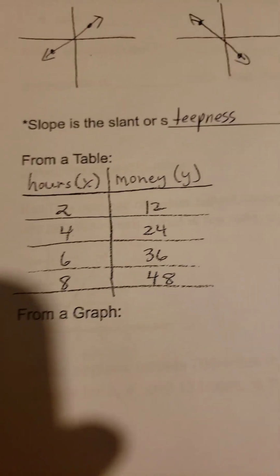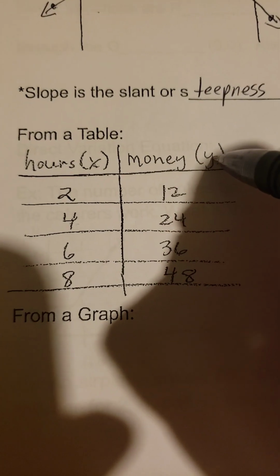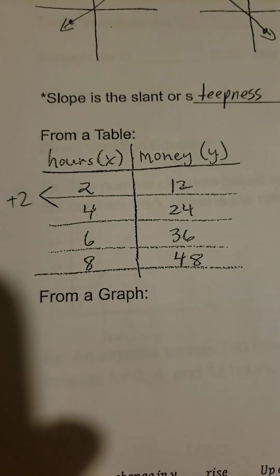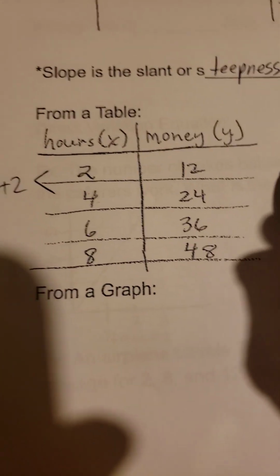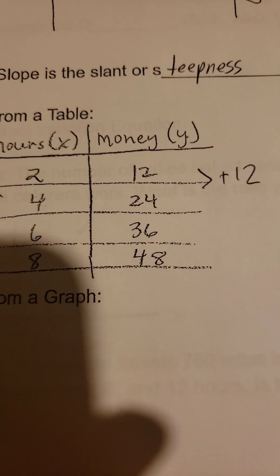From a table, what we do, look at the x value and the y value. Remember, x is the input value, the independent variable. Y is the output or the dependent. So if we look at the change from 2 to 4, it goes up 2 points, right? 2 to 4, you have to add 2. From 12 to 24, you add 12, right?